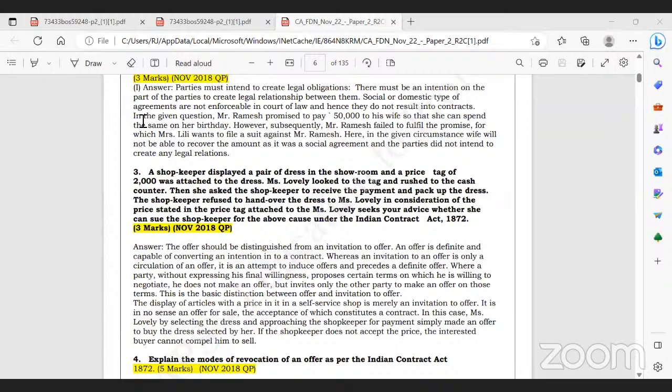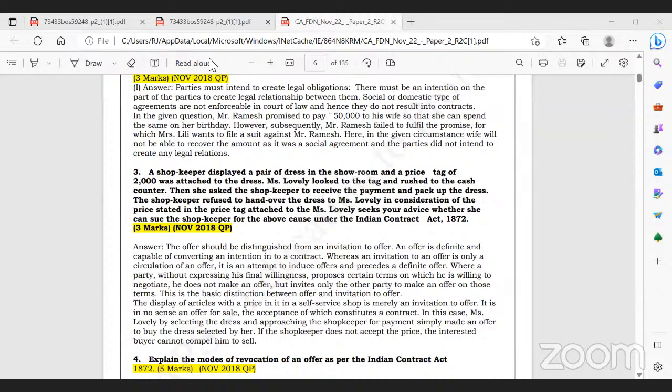A shopkeeper displayed a pair of dress in the showroom and a price tag of 2000 was attached to the dress. Miss Lovely looked to the tag and rushed to the cash counter. Then she asked the shopkeeper to receive the payment and pack up the dress. The shopkeeper refused to hand over the dress to Miss Lovely in consideration of the price stated in the price tag. Miss Lovely seeks your advice whether she can sue the shopkeeper for the above case under the Indian Contract Act 1872. Can Miss Lovely sue the shopkeeper, or will she win in the case? Yes or no? No, sir.